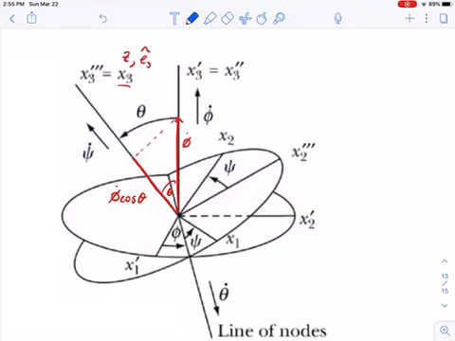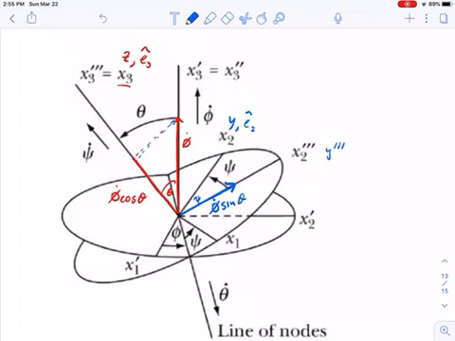Okay, so that means the component that is opposite is the phi dot sine theta component. That takes us to the y triple prime axis, which is not the one we want. We just want the y axis, which is in the direction of the second principal axis.